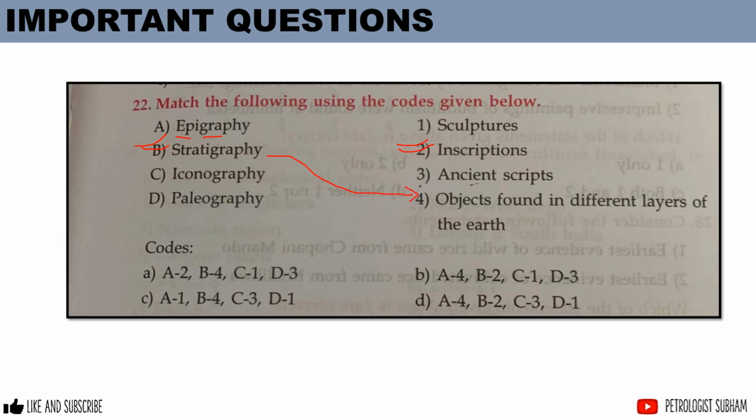Paleography is also related to ancient scripts, old writings. Then what will be the answer? For A it is 2, for B it is 4, for C it is 1. Iconography is related to sculptures, and paleography is ancient scripts.